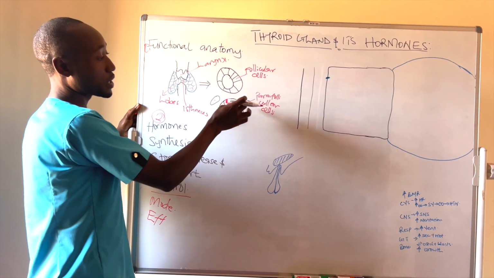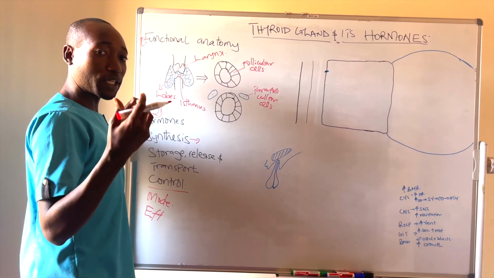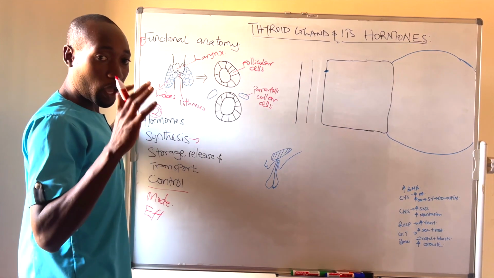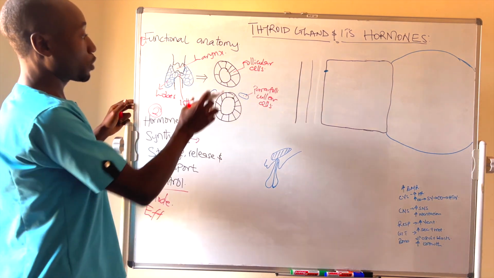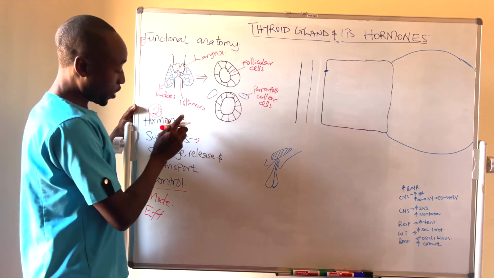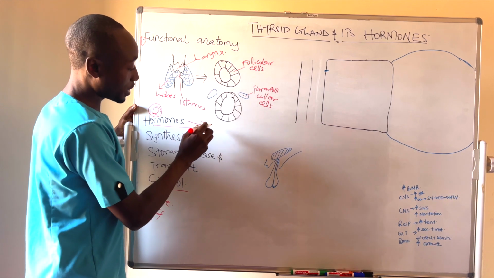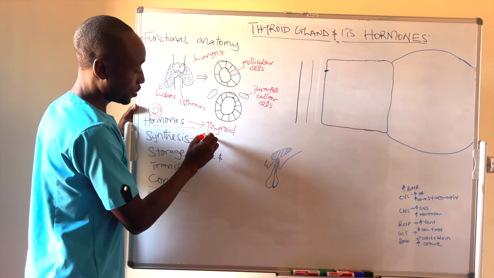Okay, so the main cells are the follicular cells, and those are the ones that we are going to focus on, because these other ones produce what we call calcitonin, a hormone that is related to calcium metabolism. But we are not going to concentrate on calcitonin for today. We are going to concentrate on these follicular cells that produce hormones of the thyroid that we call thyroid hormones.